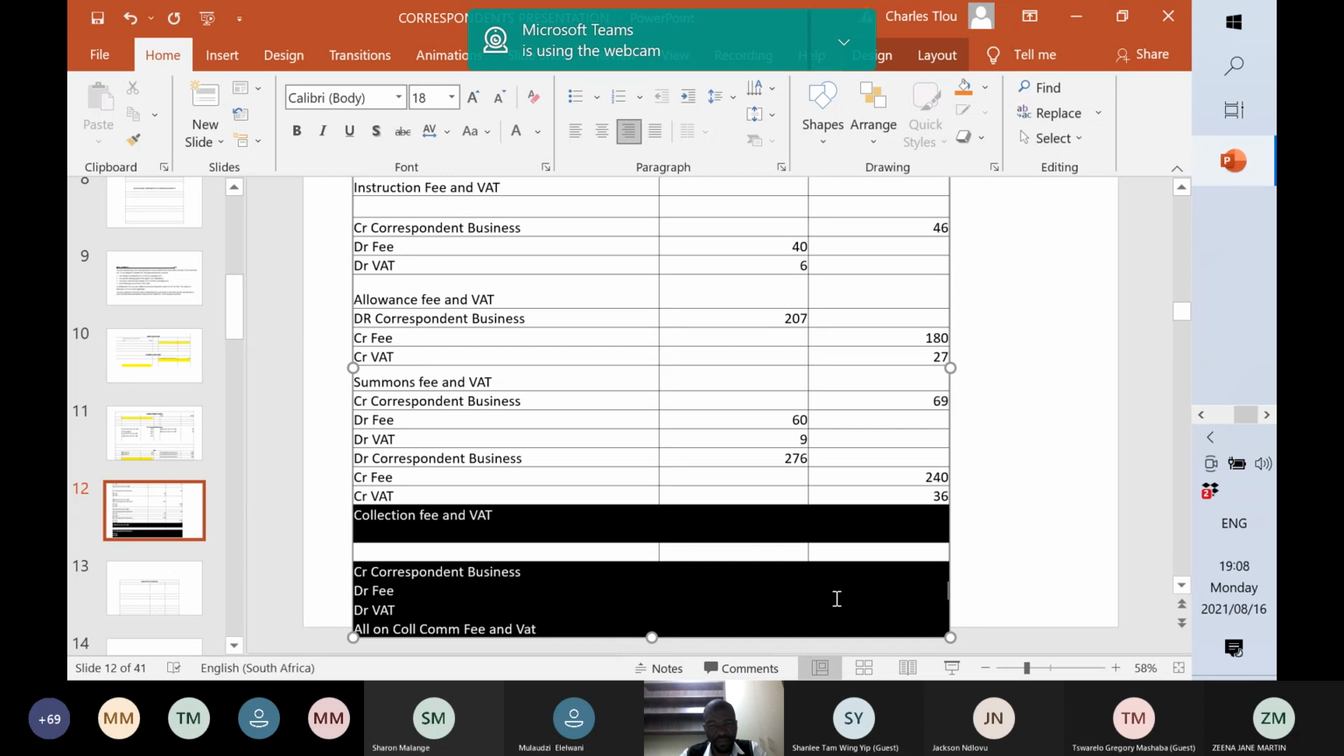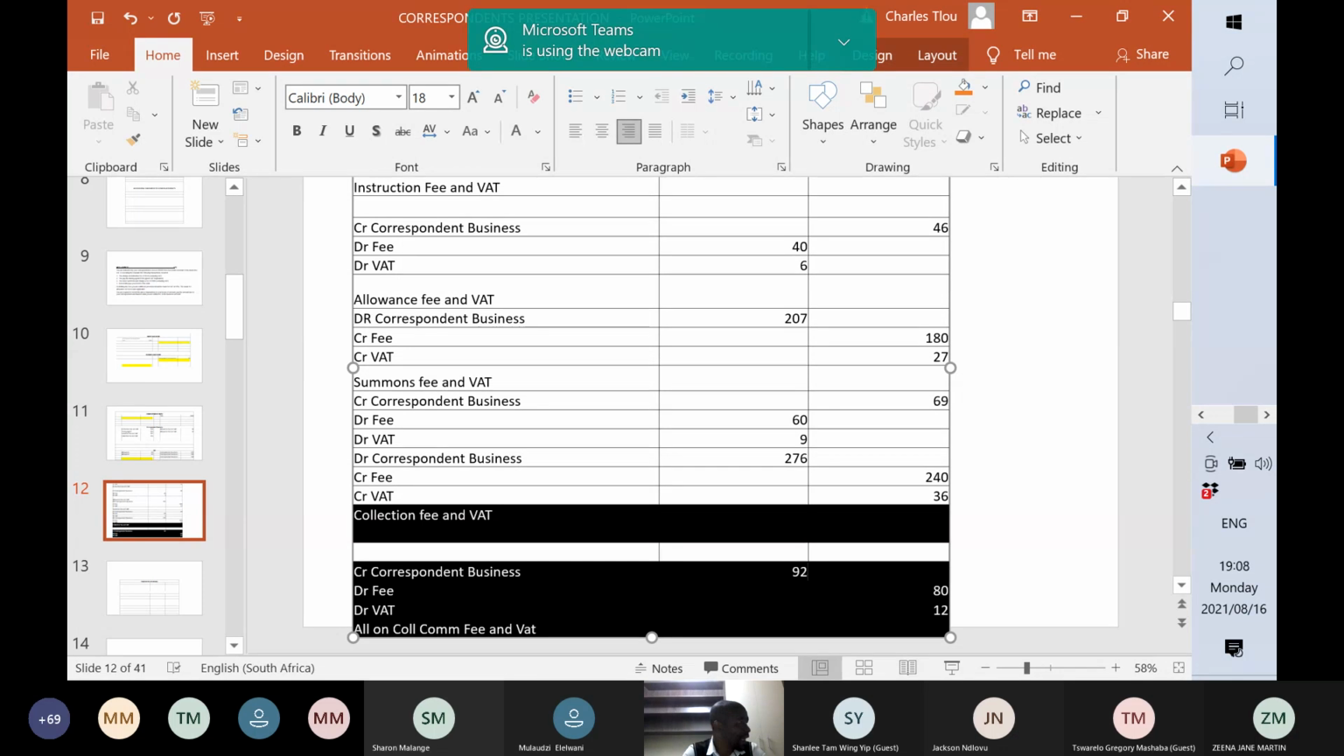And then let's start here with our fee. How much is the third of 240? It's 80. Therefore, you record your 80 rands here. And then you say, how much is the 15% of 80 rand, or the third of 36 rand? How much will it be? 12. 12, correct. And therefore, it means you are going to credit correspondent business with an amount of 80 rand plus 12 rand, which is 92 rands.